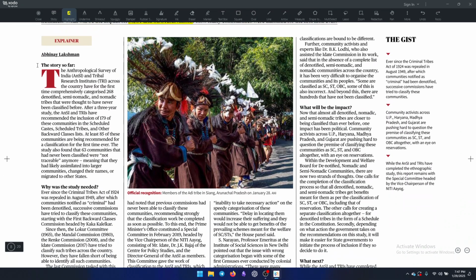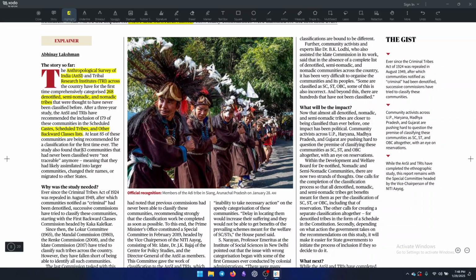The Anthropological Survey of India, ANSI, and tribal research institutes across the country have for the first time comprehensively categorized 268 denotified, semi-nomadic and nomadic tribes that were thought to have never been classified before. After the 3-year study, the ANSI and TRIs have recommended the inclusion of 179 of these communities in the scheduled caste, scheduled tribes, and other backward classes list. At least 85 of these communities are being recommended for a classification for the first time ever.